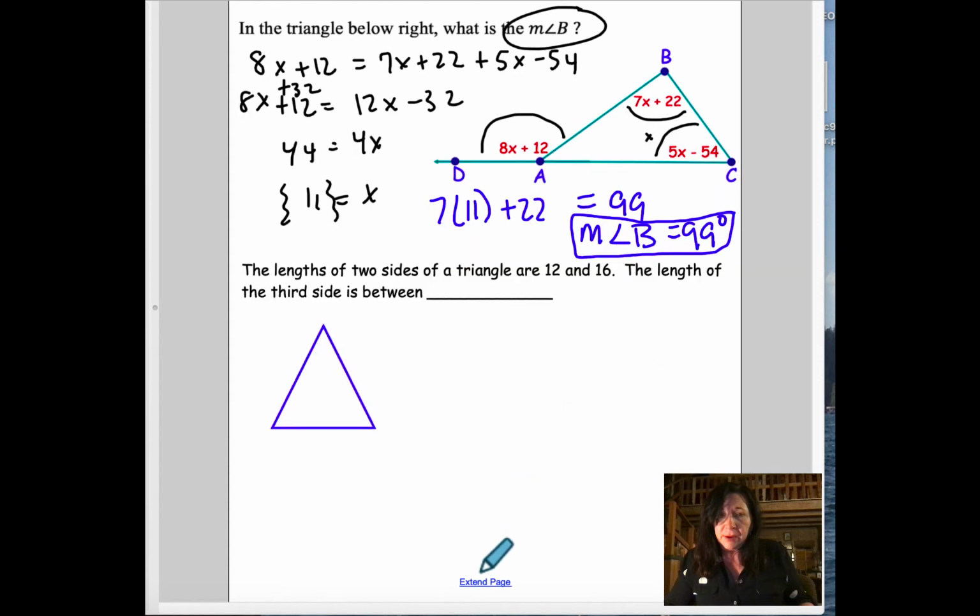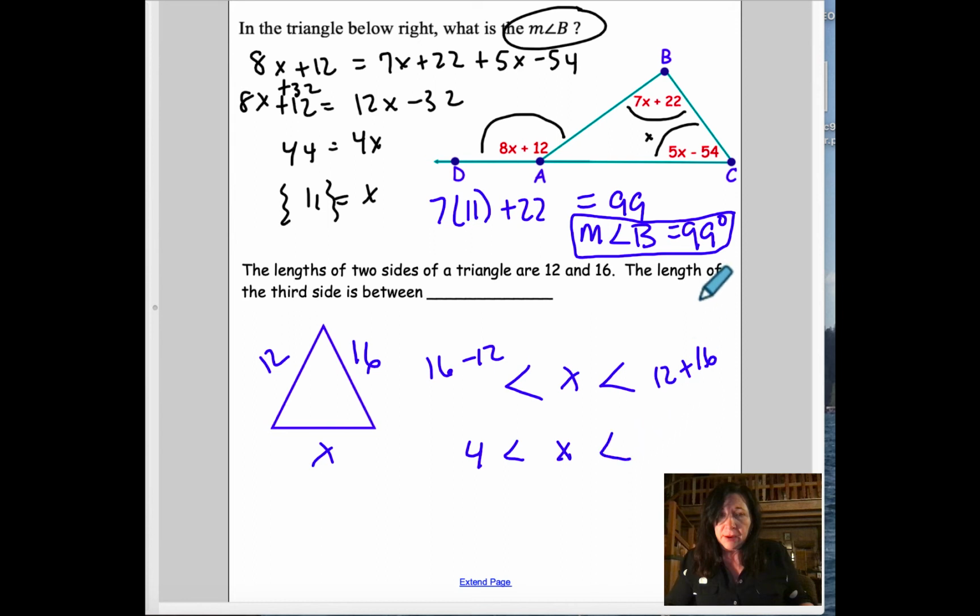The lengths of two sides of a triangle are 12 and 16. What could the length of the third side be? There's a little formula for this: x is less than one value and greater than another. On the one side, it's less than 12 plus 16, which is 28. On the other side, it's 16 minus 12, which is 4. So x is greater than 4 but less than 28.